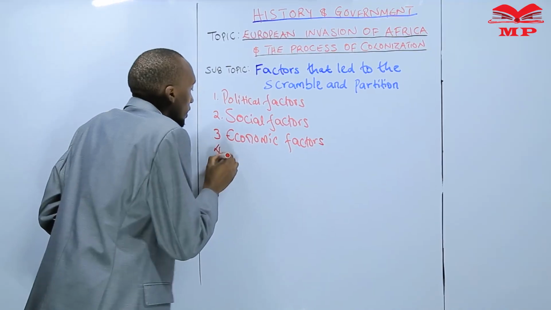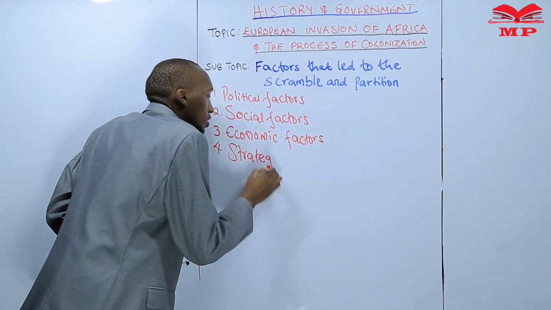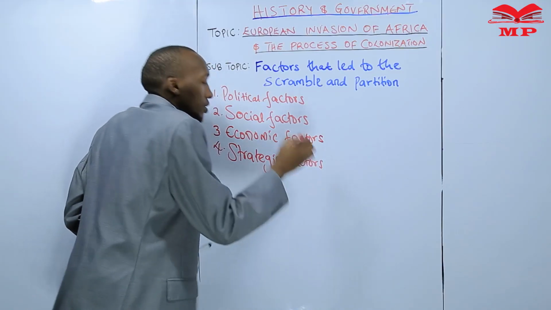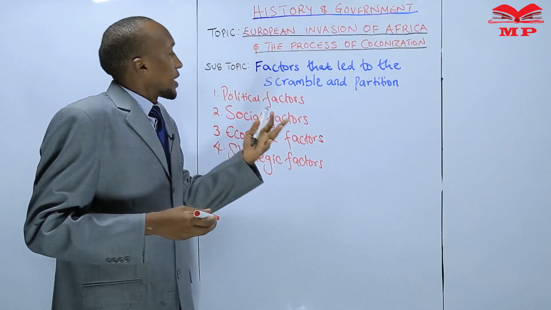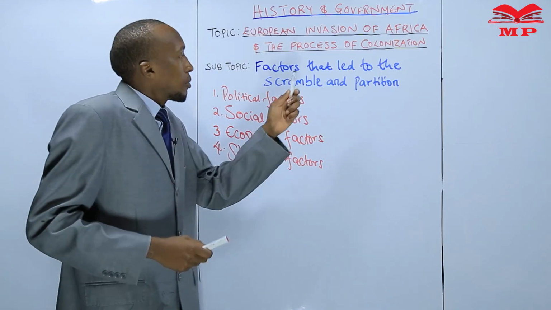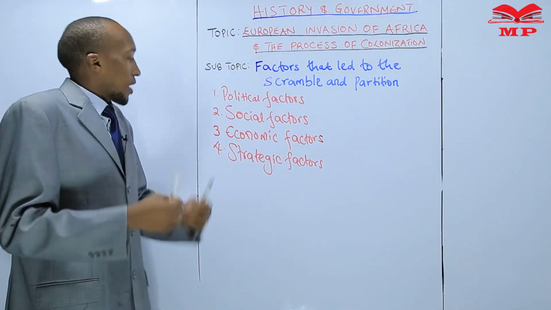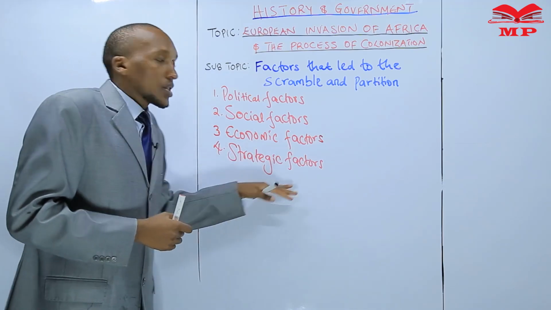So our last category, we are going to look at the strategic factors. The strategic factors that encouraged or fueled or led to the scramble and the partitioning of Africa. So that is what we are going to be discussing in our today's lesson. Which are these strategic factors?